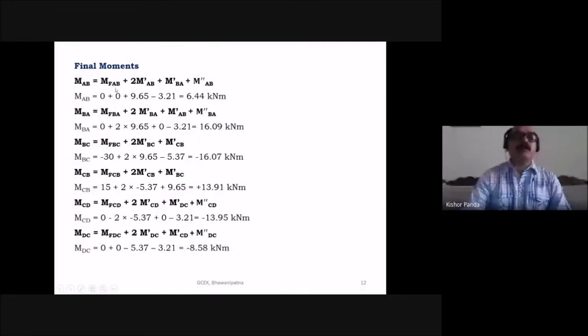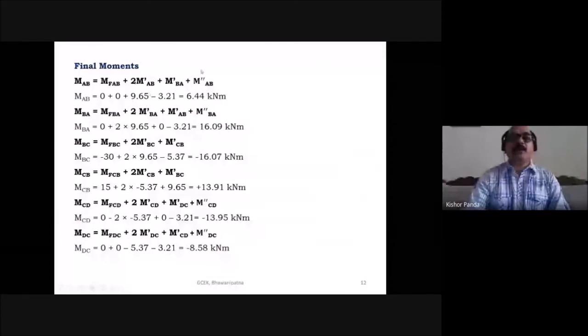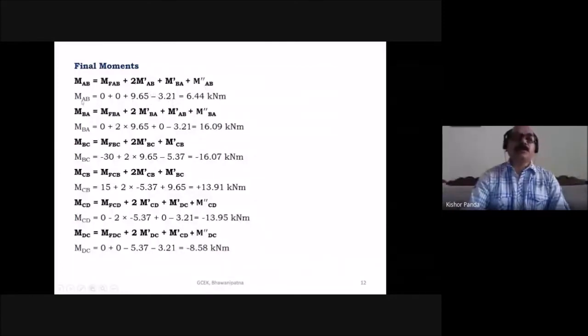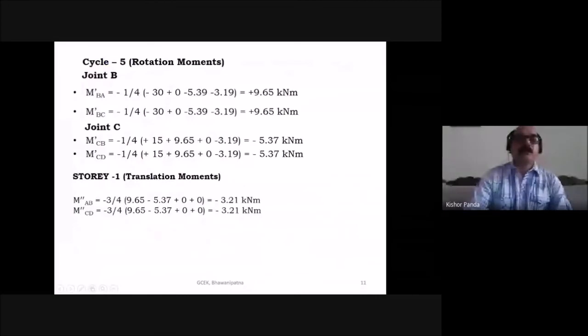So MAB, MBA. You see, MFAB is your 0. You know, fixed end moment at joint A is 0, and twice M dash AB, the near end rotation moment, is also 0, and far end rotation is your 9.65 and the translation moment is your minus 3.21. So this is your MAB. Similarly, MBA is equal to MFBA plus twice M dash BA plus M dash AB plus M double dash BA. So here MFBA is your 0 and twice M dash BA you got 2 into 9.65.